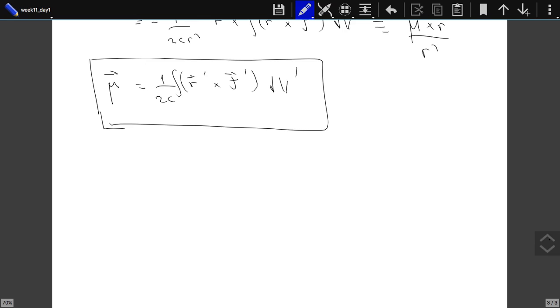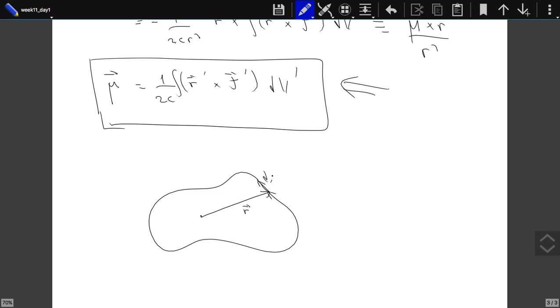Now, we can also simplify it to a better known example that you are probably more familiar with. This is just a loop in a plane. You see, this expression is valid whether your current lies on a plane or not. This is always true, it is how we define the magnetic dipole moment. Now, for a loop in a plane, let's take our origin to be somewhere over there. This is our r vector. This is our dl.